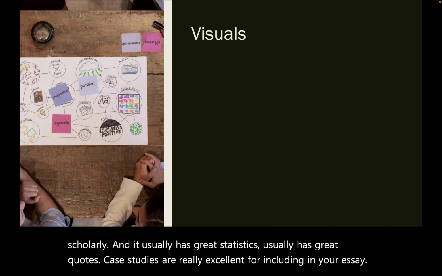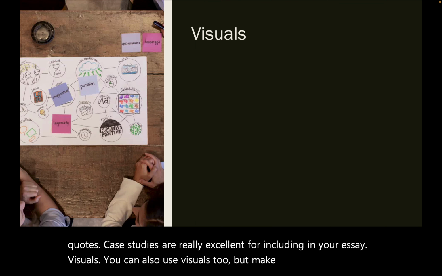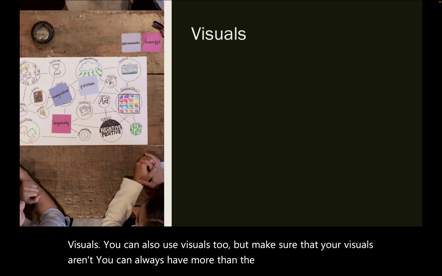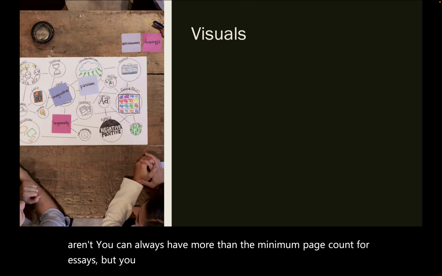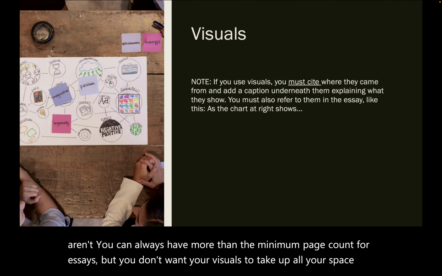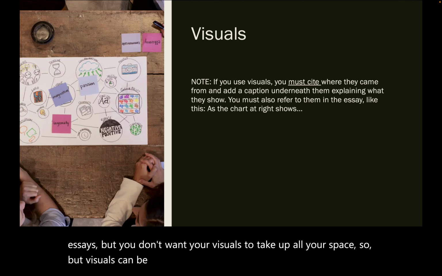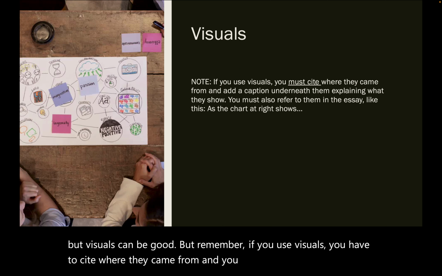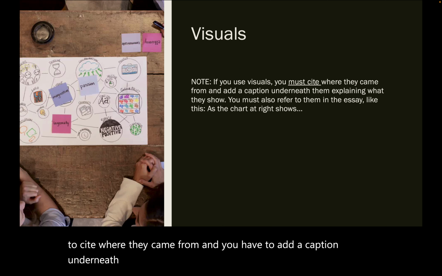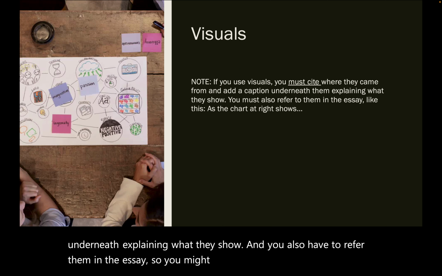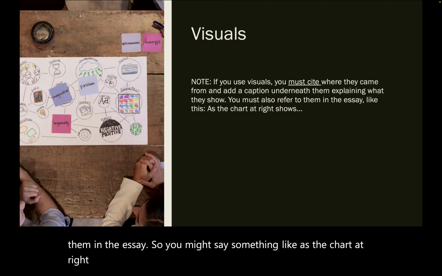Visuals. You can also use visuals too, but make sure that, you can always have more than the minimum page count for essays, but you don't want your visuals to take up all your space. But visuals can be good. But remember, if you use visuals, you have to cite where they came from, and you have to add a caption underneath explaining what they show. And you also have to refer to them in the essay. So you might say something like, as the chart at right shows, XYZ.